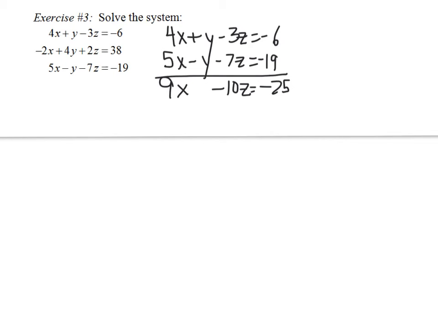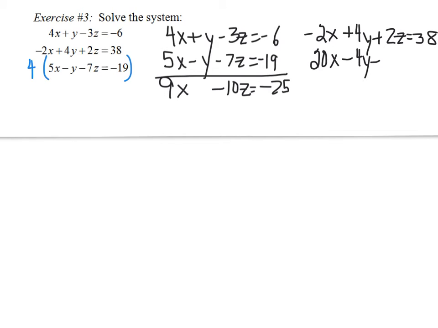Now let's pick 2 different equations to put together. This time I'm going to pick the second and the third equation. I still need to eliminate the y. I picked the second and the third because in the second equation the y was positive, and in the third the y was negative. So I'm going to keep the second equation exactly as given in the problem: negative 2x plus 4y plus 2z is equal to 38. In the last equation, I'm going to multiply the whole equation by a positive 4. That's going to give me a negative 4y that'll eliminate the y's in my equation. So I'll have 20x minus 4y minus 28z is equal to negative 76. Had to do that one on the calculator.